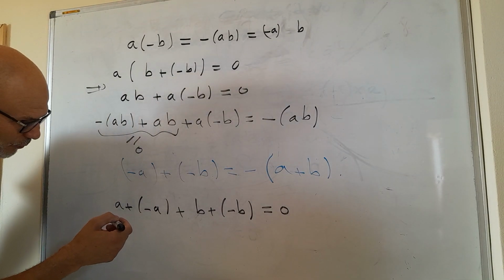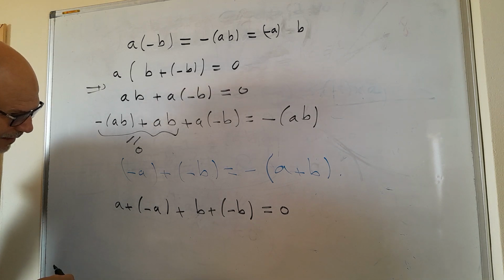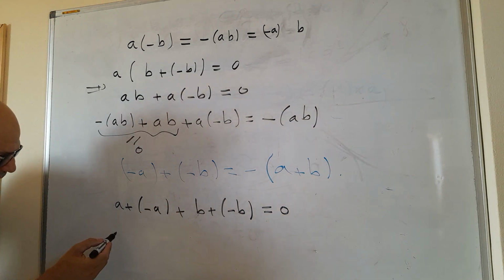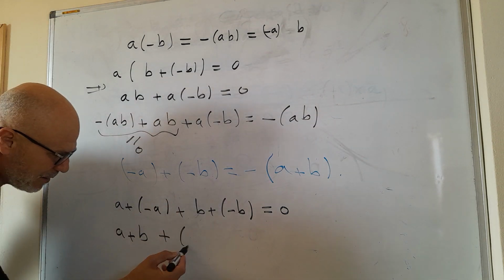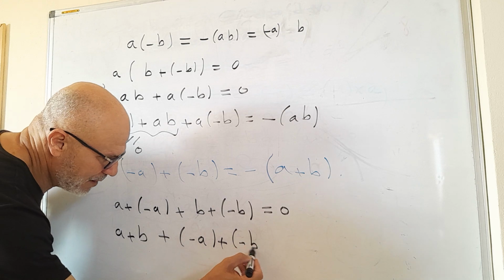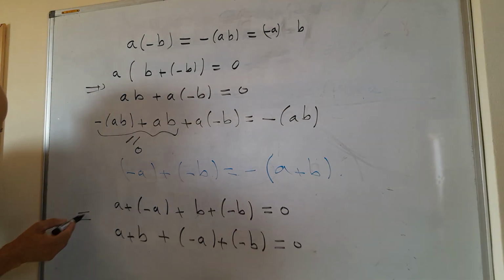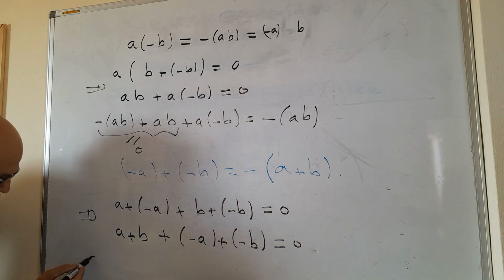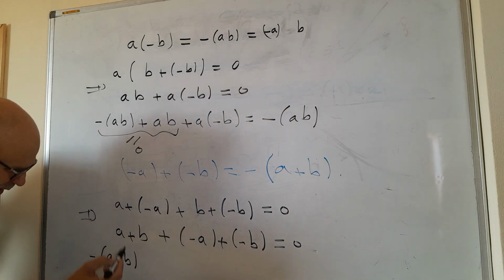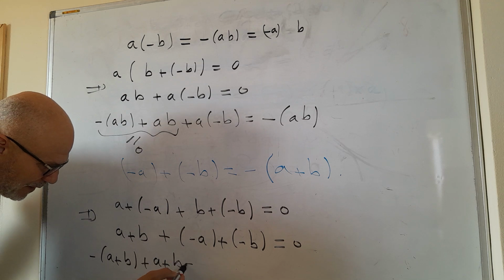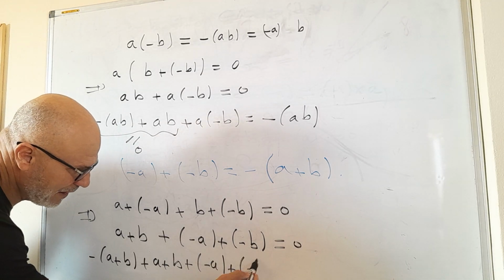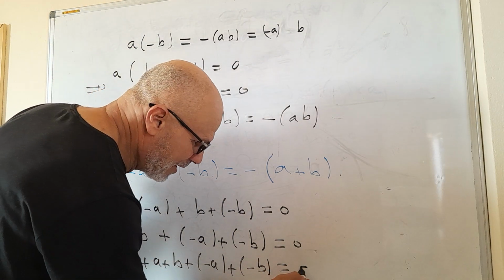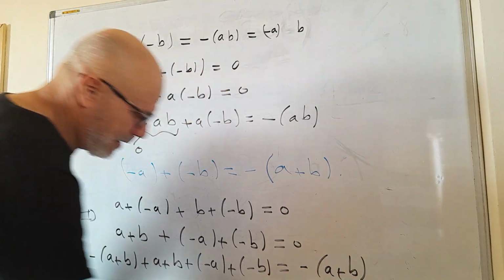So we can add at this stage, what? We can rewrite this formula as a plus b plus minus a plus minus b. This is equal to 0, and at this stage we can add minus a plus b plus a plus b plus minus a plus minus b. This is equal, since we add minus a plus b, so this is equal to minus a plus b.